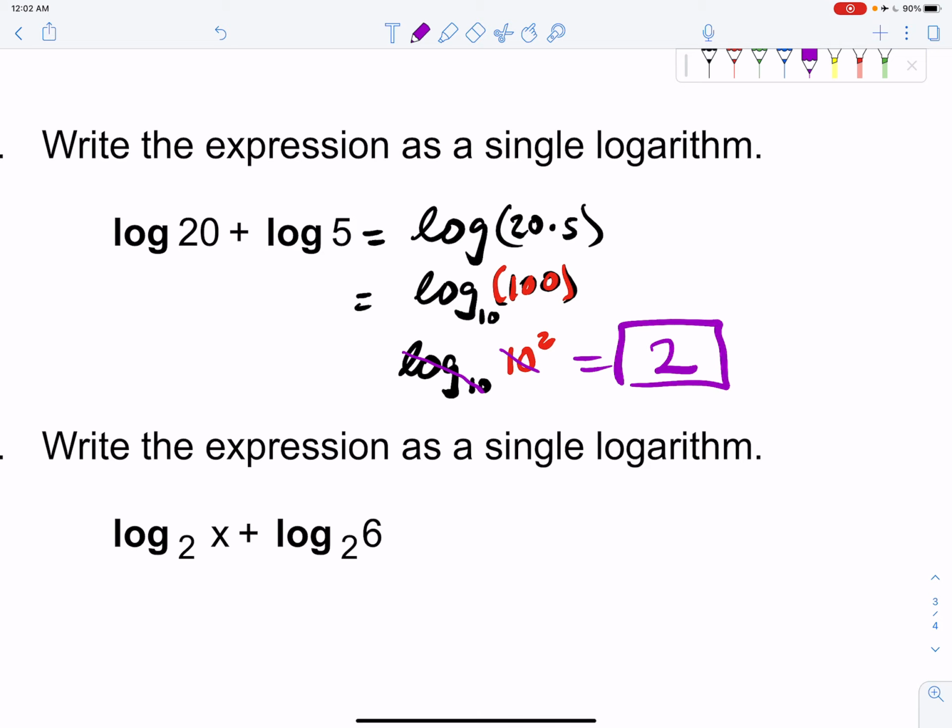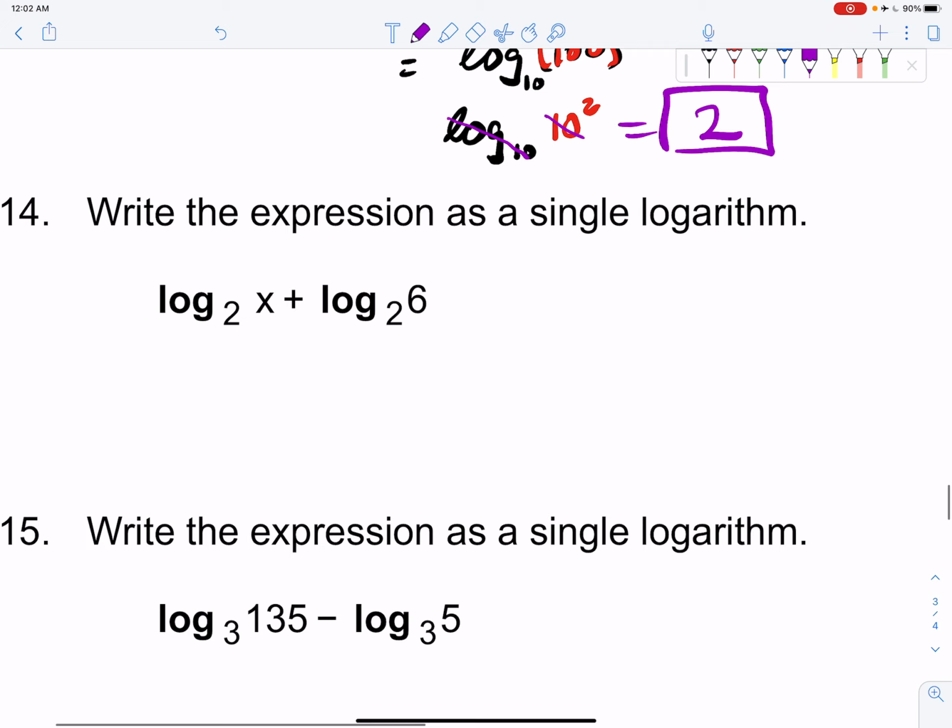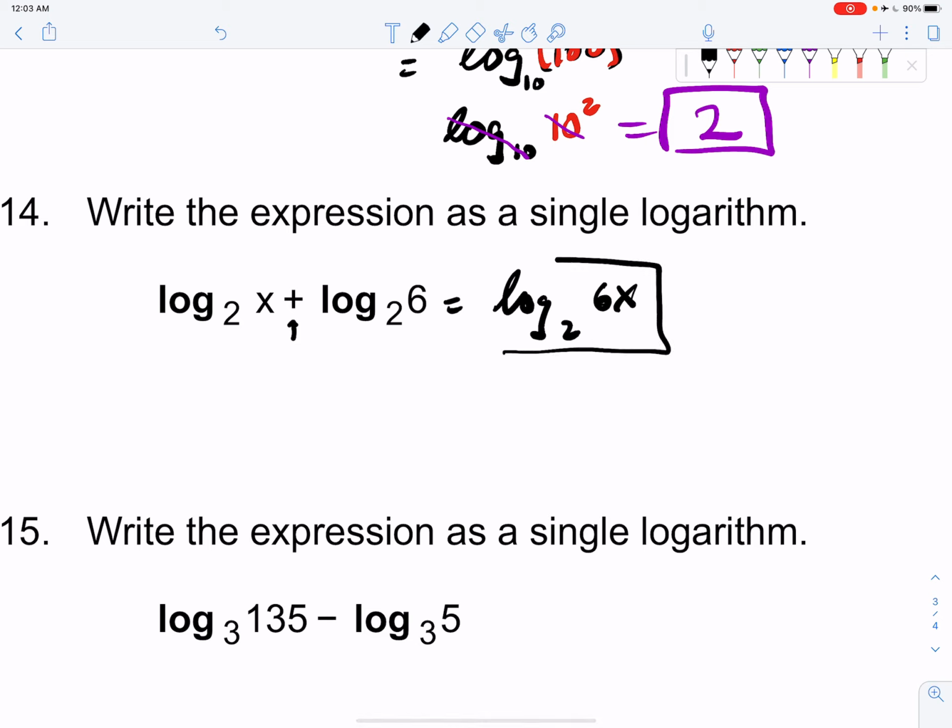Okay, next problem. Write it as a single log. They're both base 2, so we have no problems. We can write it as log base 2. This is addition, so you write it as a product of x times 6. Let's write it as 6x, since we usually put the coefficient in front. I don't believe that can be simplified any further, so that is it.